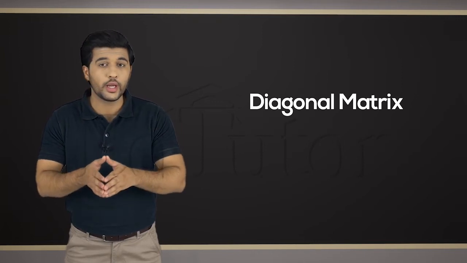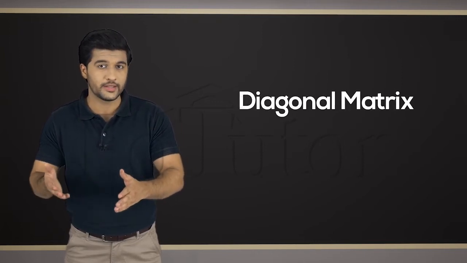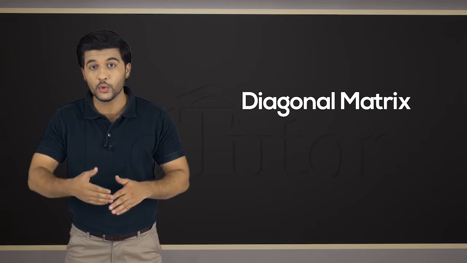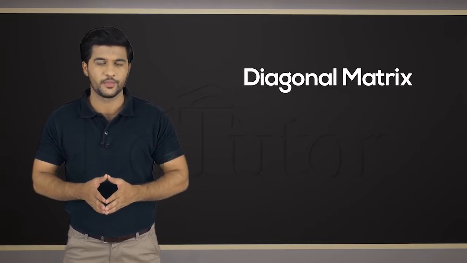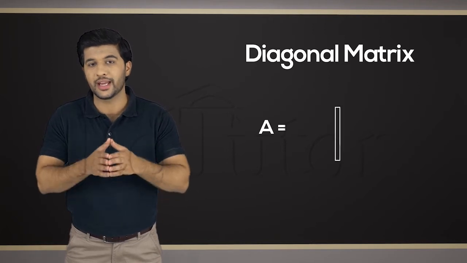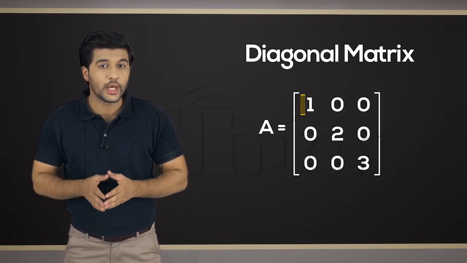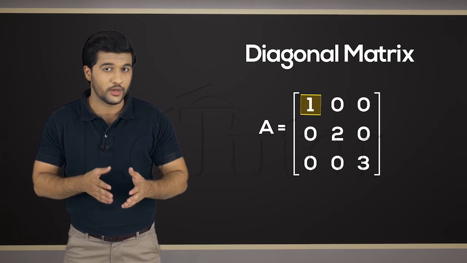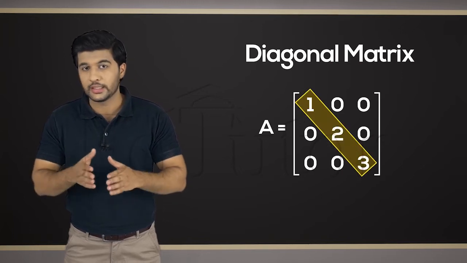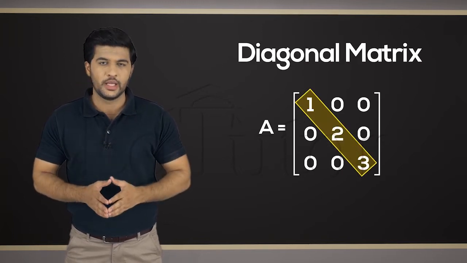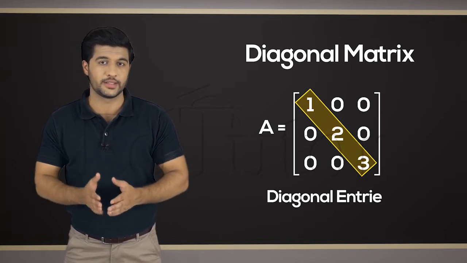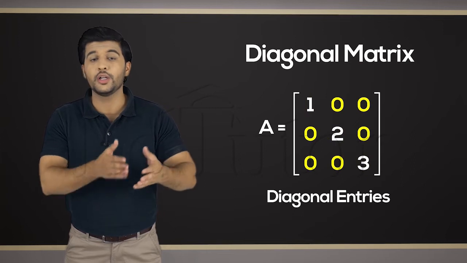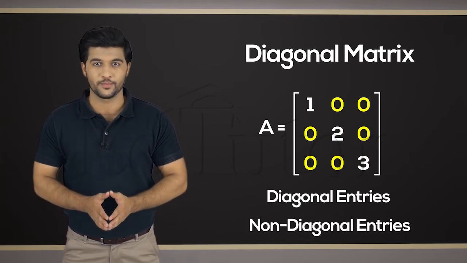Before we begin to look at what a diagonal matrix is, we need to understand how to recognize diagonal and non-diagonal elements. Look at the square matrix A. If you draw a line starting from this corner to this corner, that is the diagonal, and all the elements on it are called diagonal entries. The remaining are called non-diagonal entries.